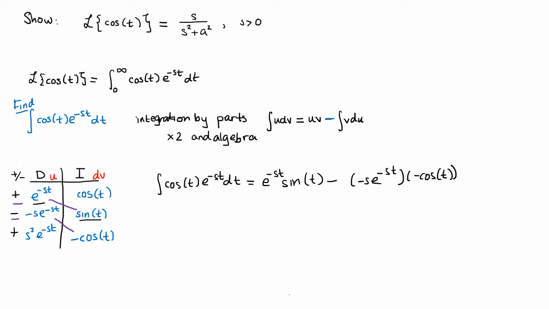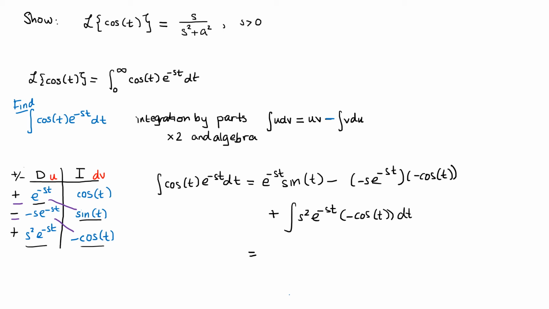Here this is like a v and a du. So this is going to be plus the integral of s squared e to the negative st times negative cosine of t dt. Okay, and this is looking pretty good.